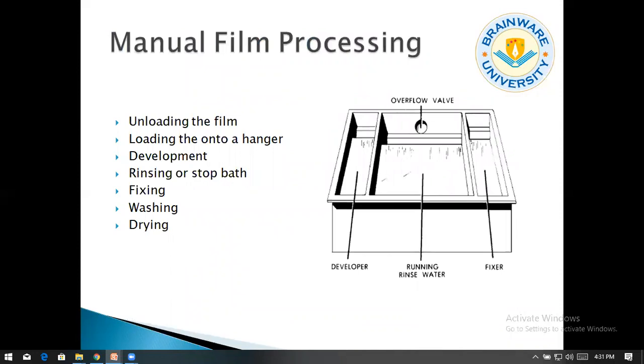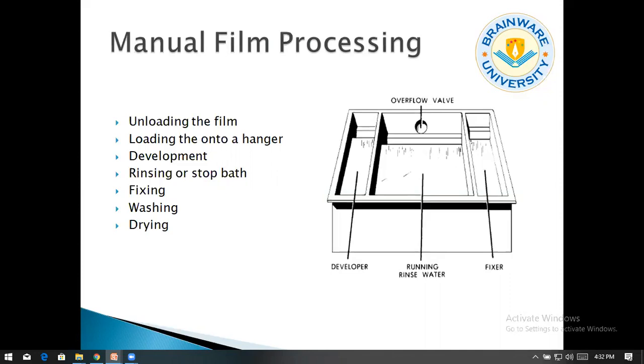So manual film processing has a few steps, like unloading the film from the cassette, then loading the film onto a hanger, development of the film, then rinsing or stop bath, then fixing the film, then washing the developed film, and the final process is drying the film.